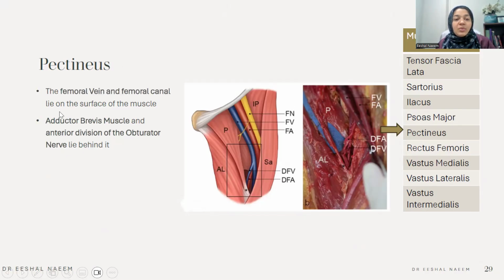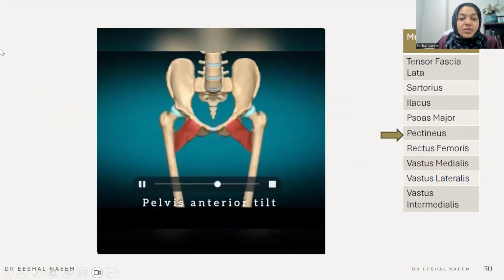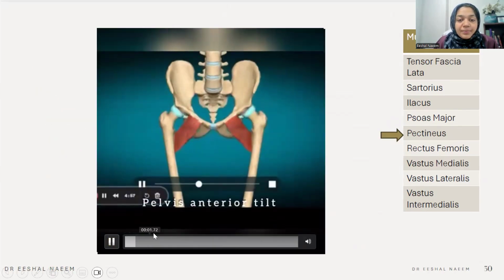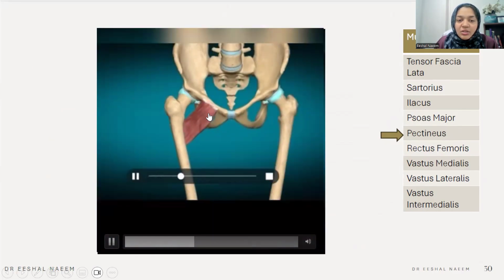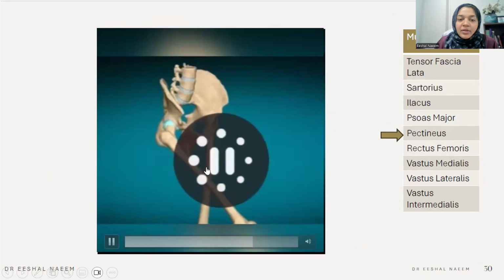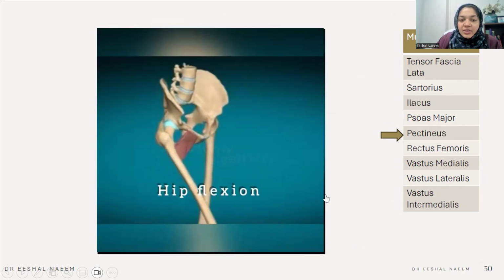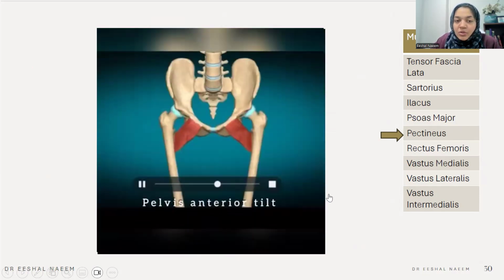The adductor brevis muscle and anterior division of the obturator nerve lie behind the pectineus muscle. Okay. Now, this is the pectineus muscle: the pelvis anterior tilt, the hip adduction, and the hip external rotation. All are done by the pectineus, and hip flexion also.